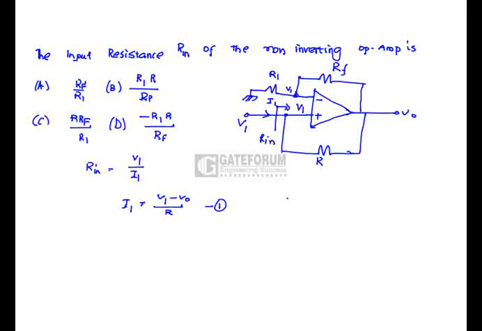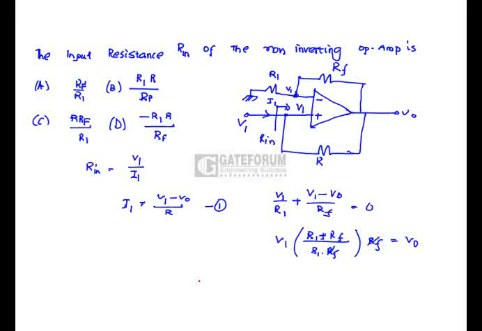This is equation 1. Similarly, if we apply KCL at this node with potential V1, we get V1 by R1 plus (V1 minus V0) by RF. Here we have to eliminate the V0 variable in equation 1 in order to get an equation only in terms of V1 and I1. So V1 R1 RF divided by R1 plus RF, this is RF, equals V0. So V0 is equal to V1 (R1 plus RF) by R1.